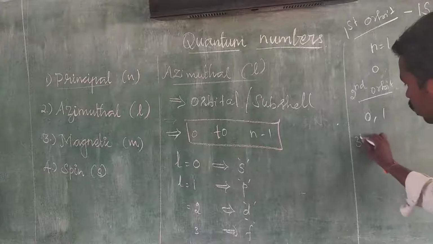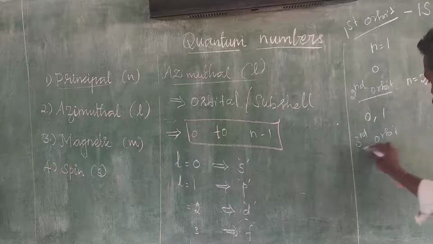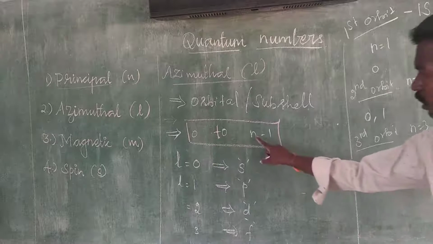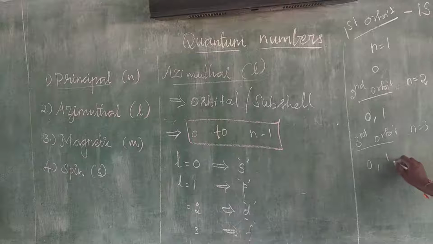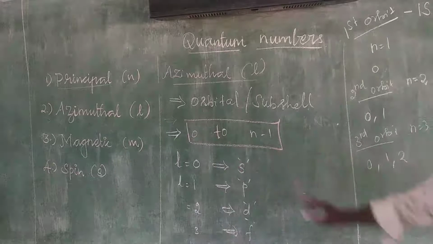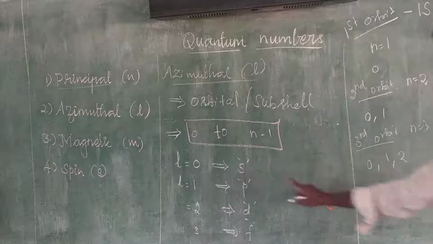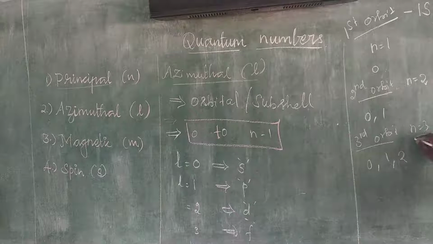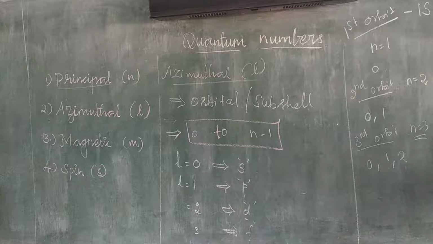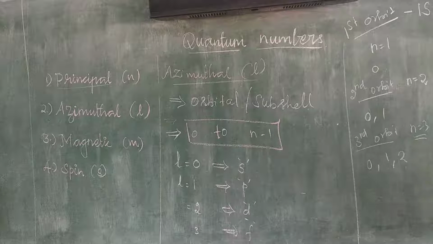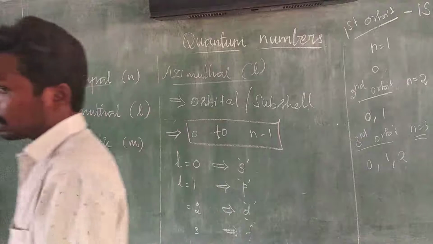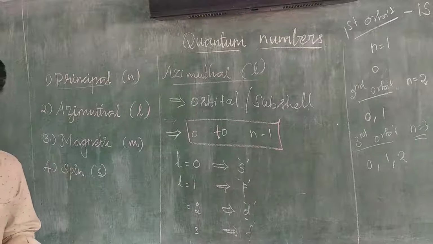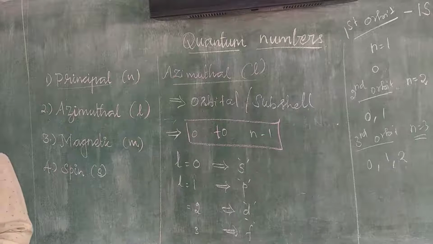If we take the third orbit, the n value is equal to 3. So 0 surely will be there, and 3 minus 1 is 2. So 0, 1, 2, from 0 up to n minus 1. 0 means s orbital, 1 means p orbital, 2 means d orbital. So in the third orbit, the orbitals are 3s, 3p, 3d. Likewise, we can find the orbitals present in any orbit using the value of l.